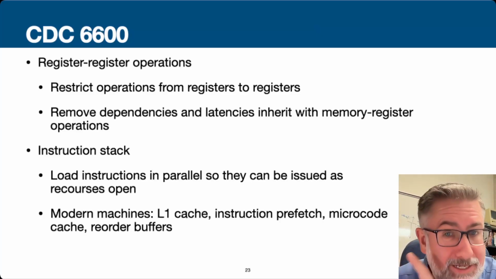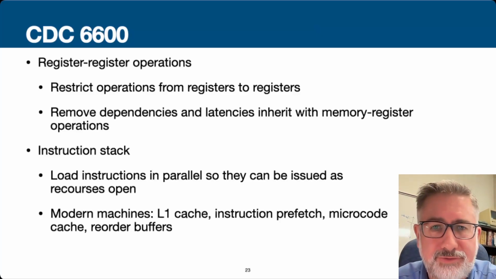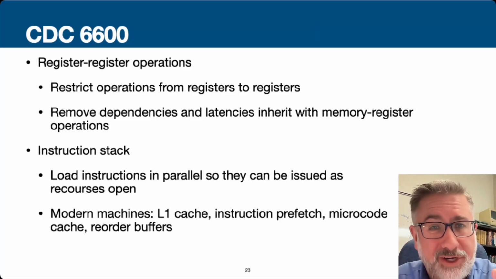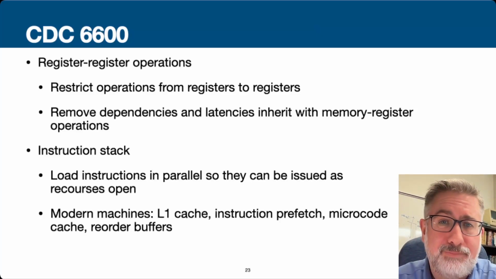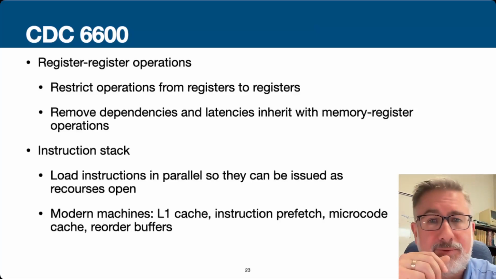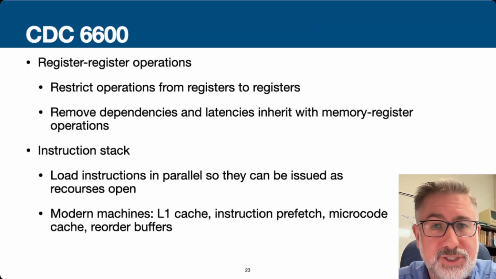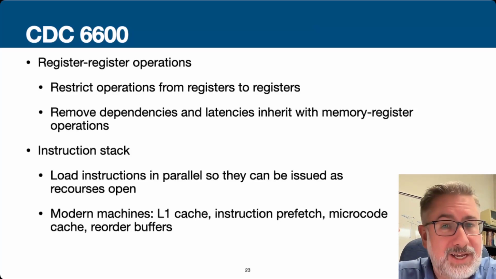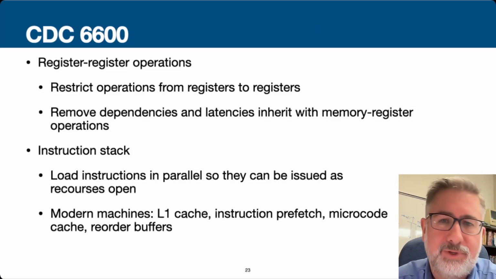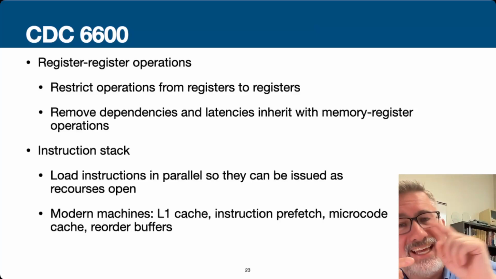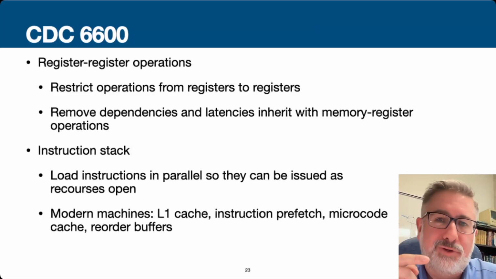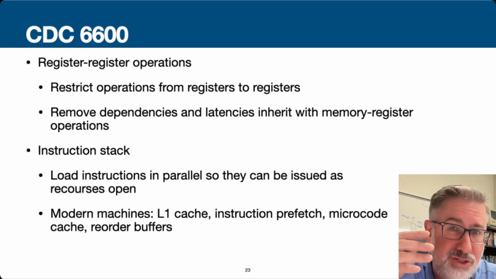Anyway, in order to implement all of these different functional units, the CDC 6600 had an instruction stack, what we would today call an L1 instruction cache. Basically, you would load instructions in from memory, and then you would have access to them much faster than you would if you had to load them one at a time. So you'd load them in, and as they get issued, the stack would move up and the next instruction would be ready to issue. So you could have multiple instructions issued at the same time.